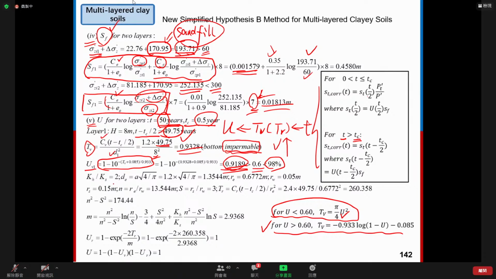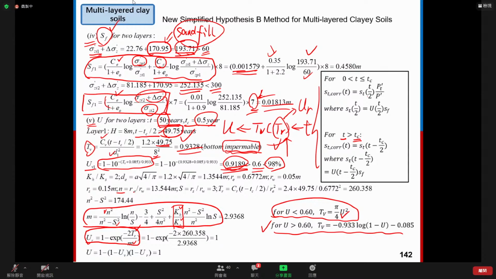Okay, and for the first layer, we also have the vertical drain installed, right? So we should calculate the TR and to get the UR, right? So the UR is equal to this equation. We need to get the TR and we need to know the M. The M actually is this long equation here, right? So we need to know the N, the S, KH, KS. Actually this ratio we already have in the question body, already given, okay? So what's N and what's S?